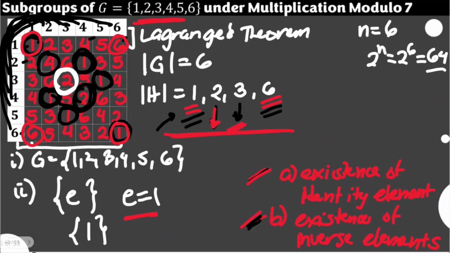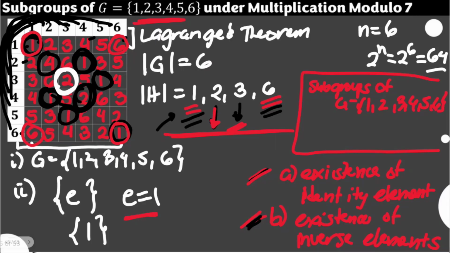Let's now try to summarize our steps. For the subgroups of the set given as 1, 2, 3, 4, 5, and 6, this is our set G. The first subgroup is, of course, the set itself: 1, 2, 3, 4, 5, and 6. That's the subgroup of order 6.